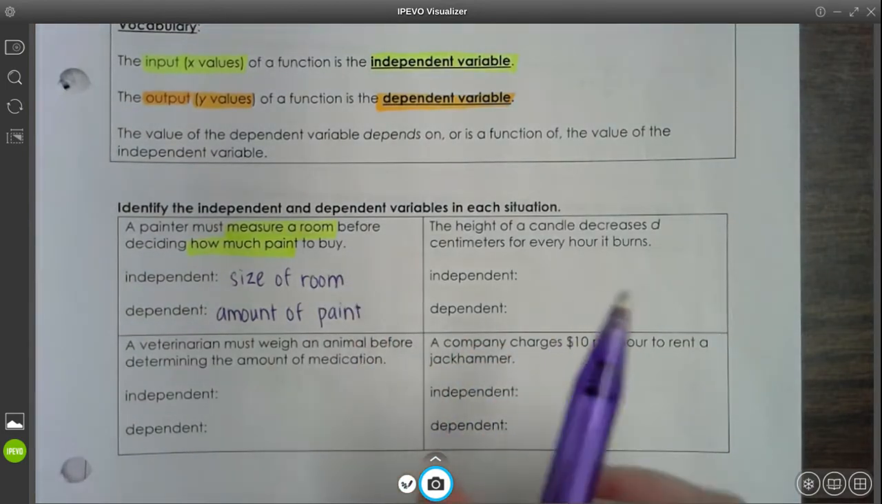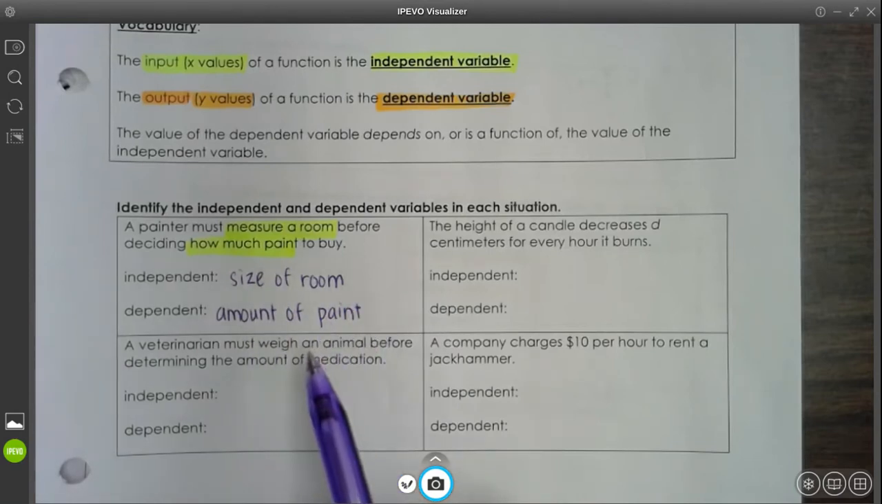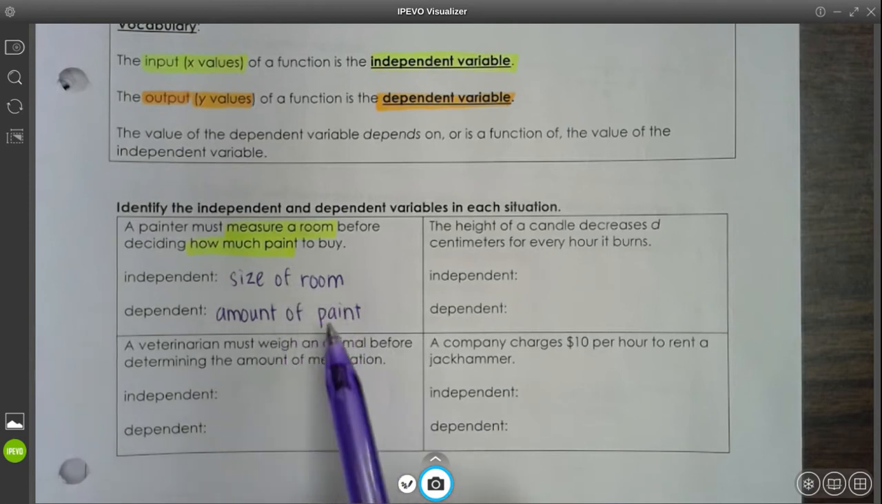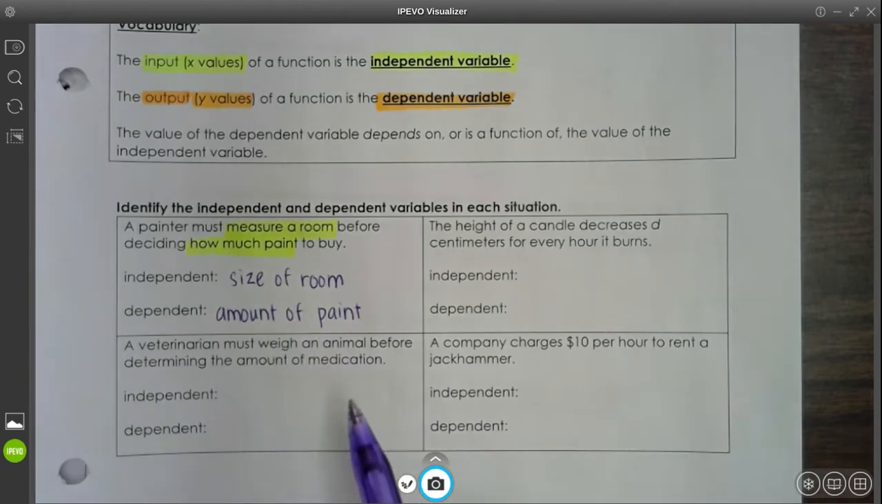It doesn't go the other way around. The size of the room doesn't depend on how much paint you buy. Okay, the room isn't going to get bigger or smaller depending on how much paint you buy. It's the other way around. You're going to buy the right amount of paint depending on the size of the room.